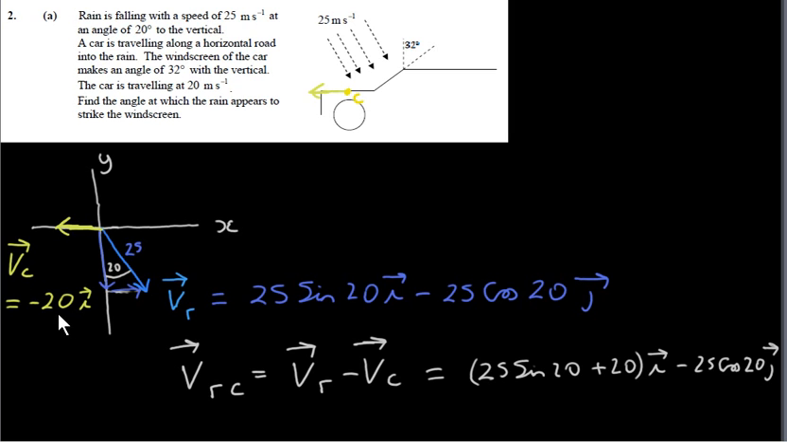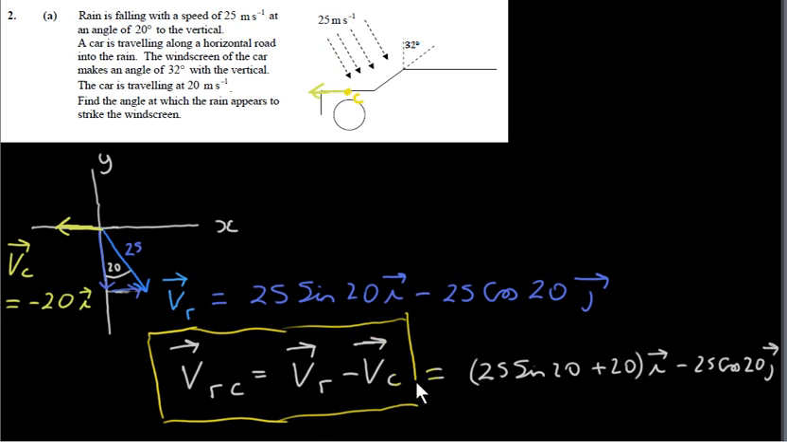This is the velocity of the rain relative to the fixed ground, or an observer standing stationary on the ground. And VC is the velocity of the car relative to a stationary observer on the ground. We want the velocity of the rain relative to a moving point on, say, the bonnet of the car. I'm calling that point C. So we use our relative velocity formula. This is the formula we discussed in previous videos. To get VRC, we work out VR minus VC. We subtract these two vectors. So we take VR, which is this vector, and subtract minus 20i.